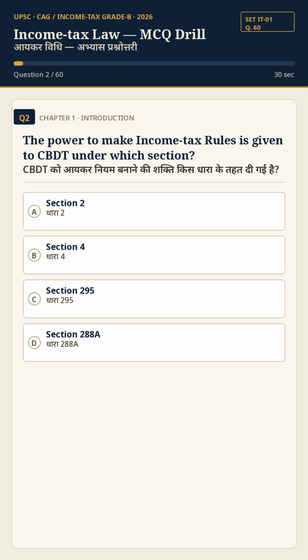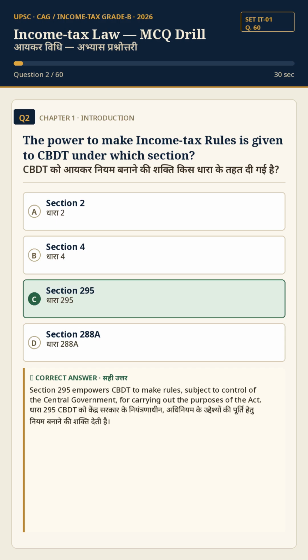Question 2. The power to make income tax rules is given to CBDT under which section? Option A, Section 2. Option B, Section 4. Option C, Section 295. Option D, Section 288A. The correct answer: Explanation. Section 295 empowers CBDT to make rules, subject to control of the central government, for carrying out the purposes of the Act.